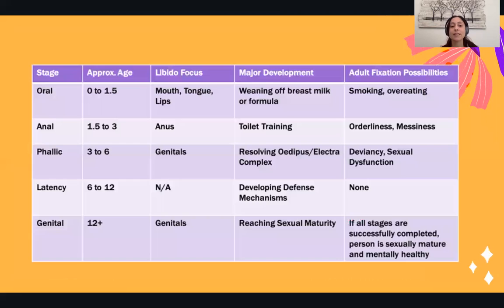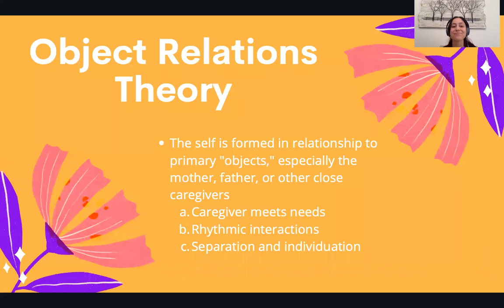Change is also explained through the psychosexual stages, and I've provided a table here that's fairly self-explanatory and gone over in depth much more in your text. But you can see here that there are the stages, the approximate ages for each, the libido focus, major developmental tasks, and potential adult fixations at each stage. I've also linked a video on our Canvas page that goes into all of this in more depth and in a more engaging way than I think I could. So that's also there.